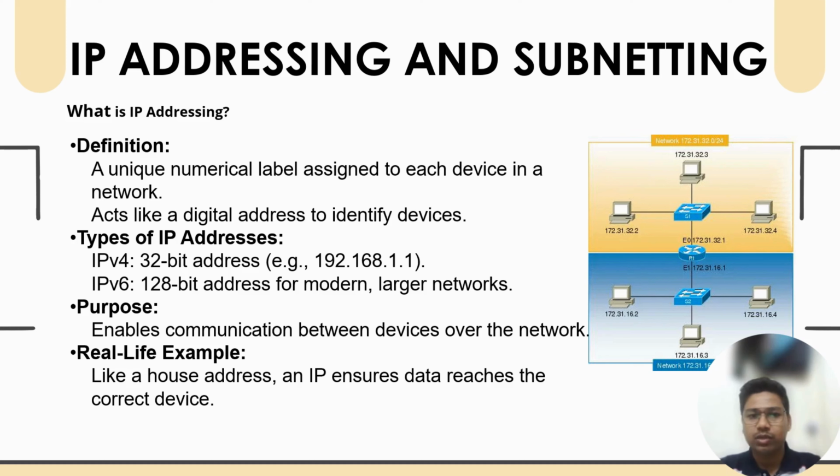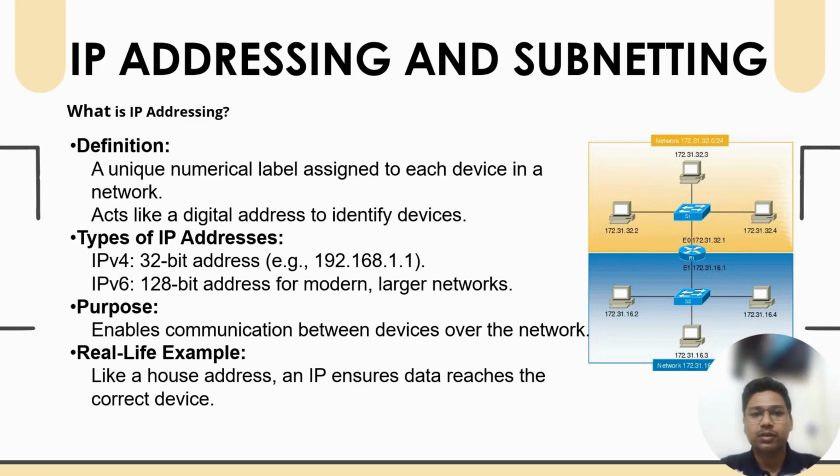There are two types of IP address, IPv4 and IPv6. IPv4 is the most common type with 32 bits. For example, 192.168.1.1 is an IPv4 address. However, it has a limited number of addresses. IPv6 is a newer version with 128 bits, allowing for a much larger number of unique addresses, which is essential as more devices connect to the internet.